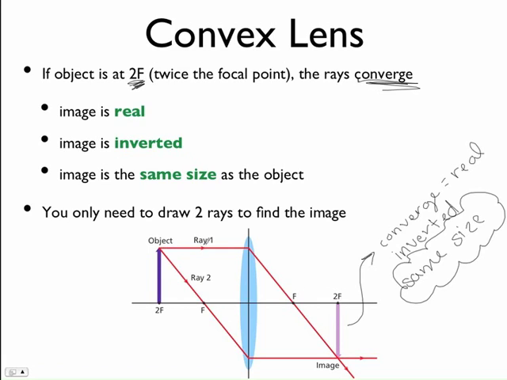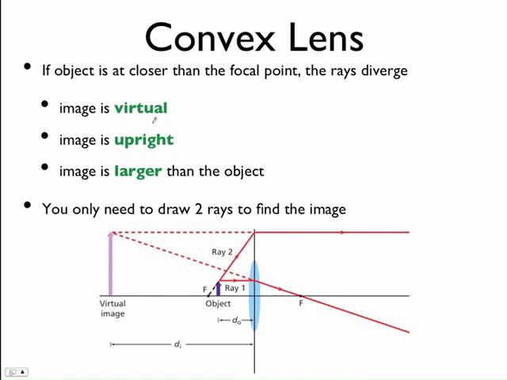Okay, so you're going to draw that horizontal line to hit the lens, and then go through the focal point on the opposite side, and then you'll draw a ray that goes from the object to the focal point on the same side as the object, and then a horizontal line, and where those two meet, that's where you're going to have your image.